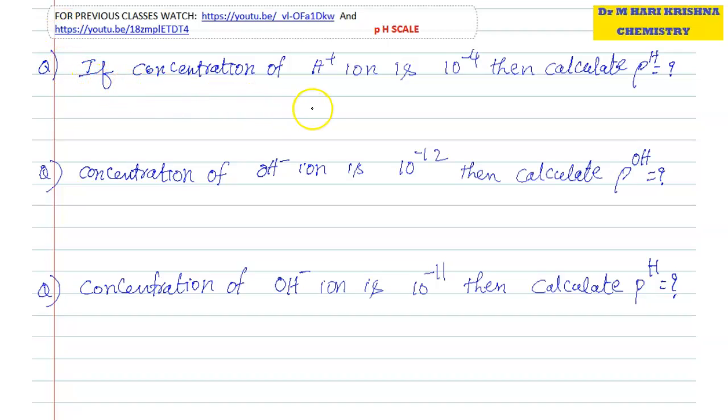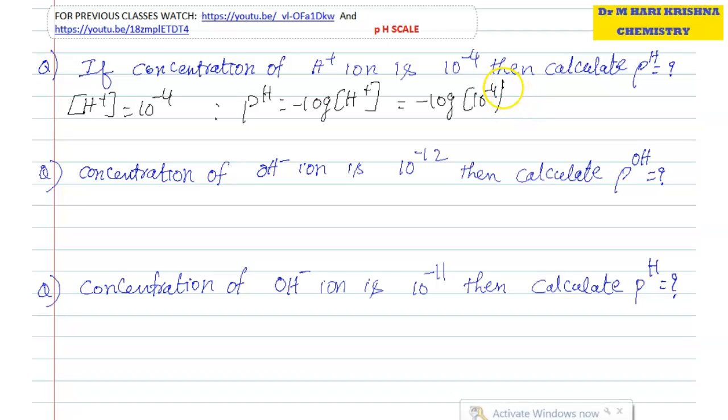If the concentration of H plus ion is 10 power minus 4, then calculate pH. They give concentration of H plus equal to 10 power minus 4. We know the formula pH equal to minus log concentration of H plus. Then substitute the value: minus log of 10 power minus 4.